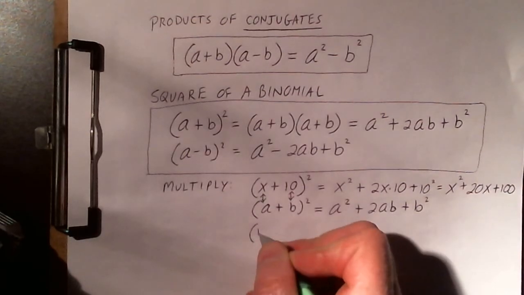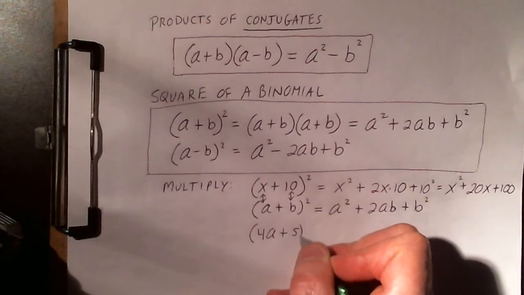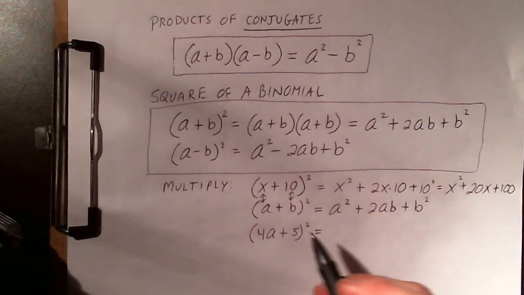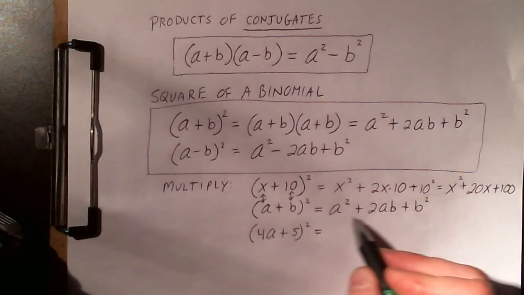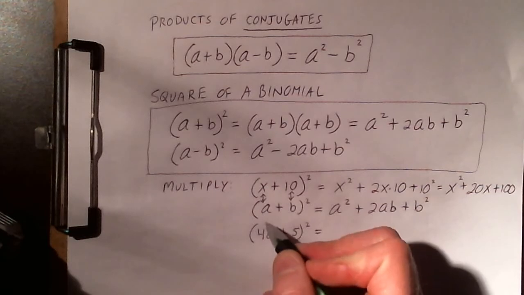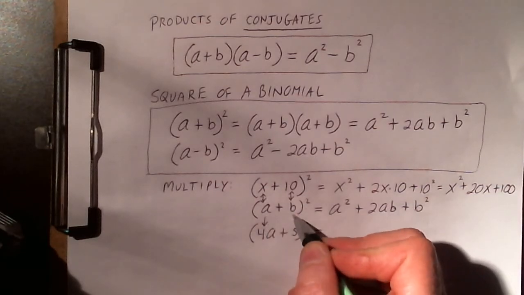All right, let's try another one here. How about 4a plus 5 squared? Now to square this binomial, if we want to follow along strictly with this pattern that was laid out above, our a term is really a 4a. Our b term is really a 5.